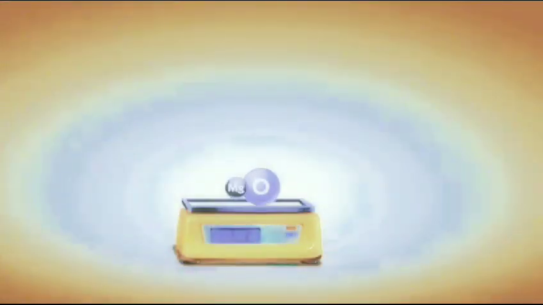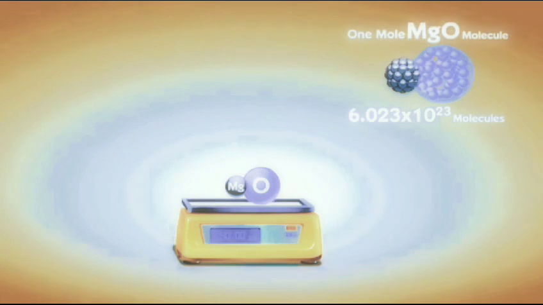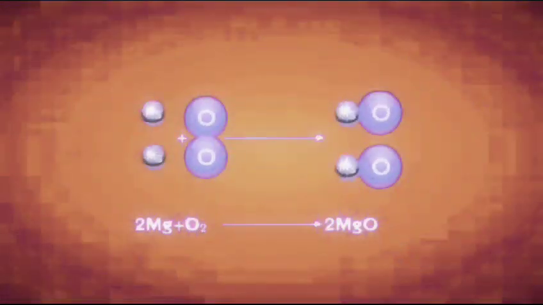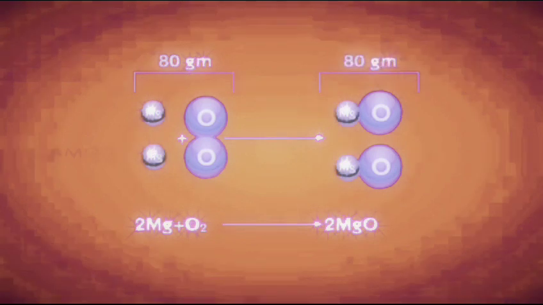Mass of 1 mole magnesium oxide is 40 grams. Total mass of products is 40 and 40, which is 80 grams. Therefore, it is clear that the total mass of reactants is equal to the total mass of products.